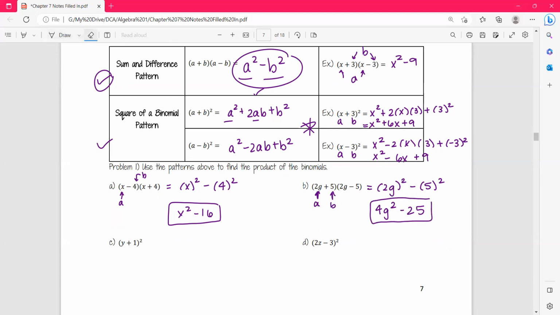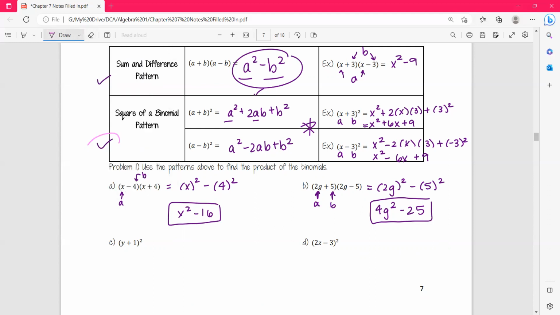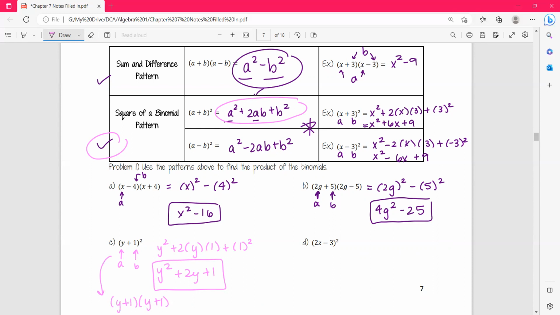Okay, and let's check out c. It is y plus 1. This is a square of a binomial pattern. A is y, b is 1. And I'm going to go right into this formula. A squared is going to be y squared plus 2 times my a times my b plus b squared. All I'm doing is substituting in. And I end up with y squared plus 2y plus 1. If that isn't making sense, all you have to do, guys, is expand that and FOIL or distribute. This is just a shortcut.